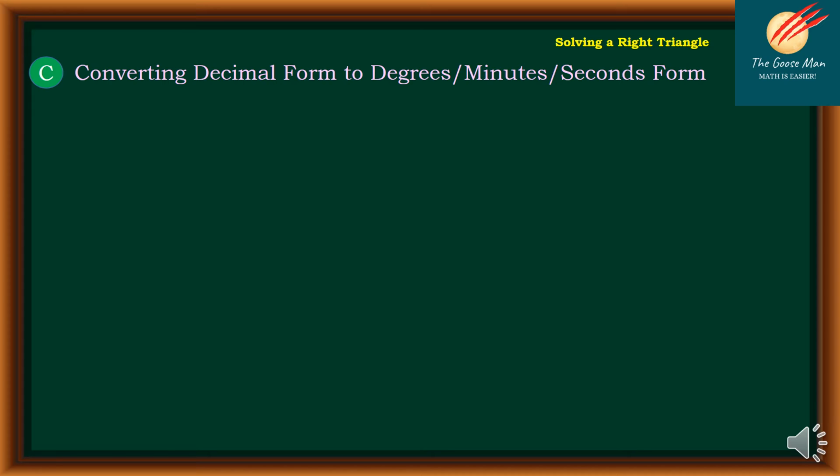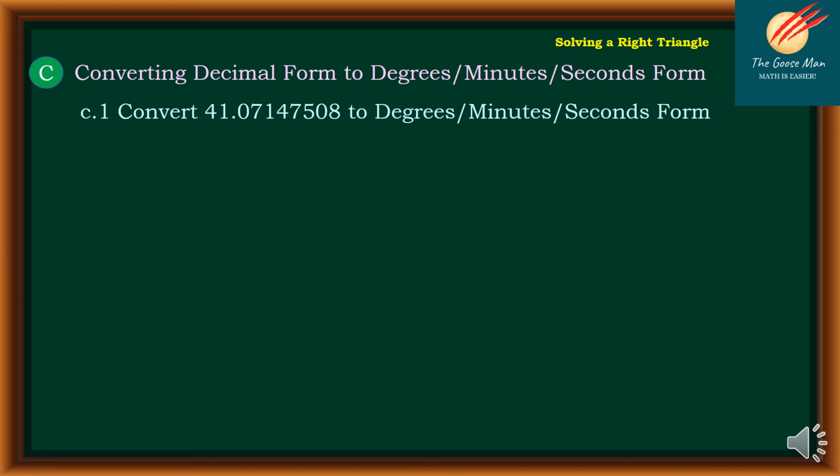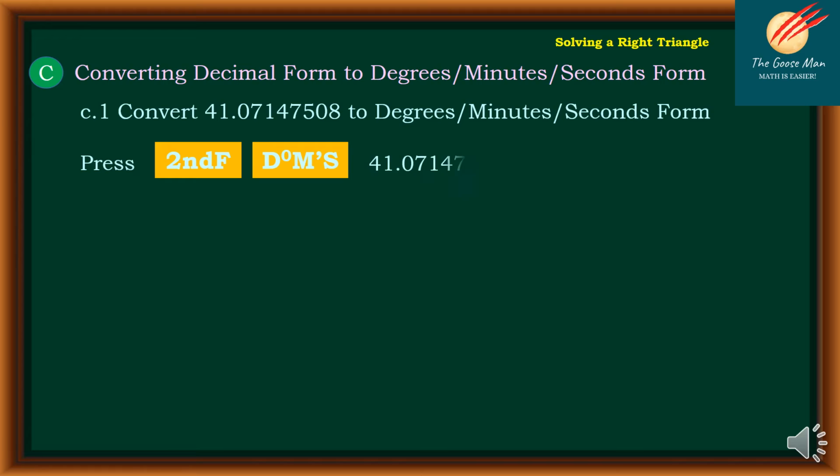That is converting decimal form to degrees, minutes, seconds form. So example here is convert 41.07147508 to degrees, minutes, seconds form. What you're going to do in your scientific calculator is press second function, degrees or DMS, then the numbers 41.07147508 and press equal sign. So you will come out with 41 degrees, 4 minutes, and 17.31 seconds.